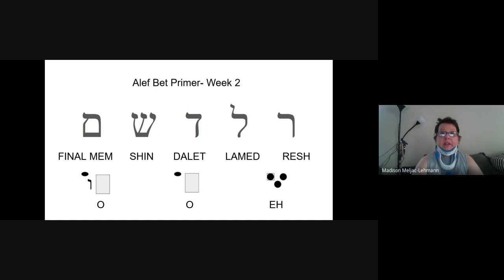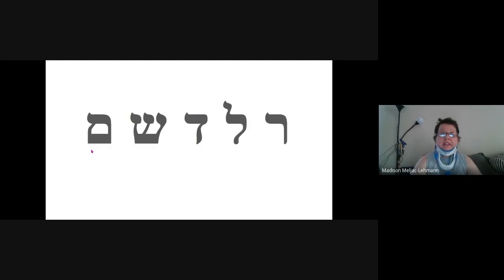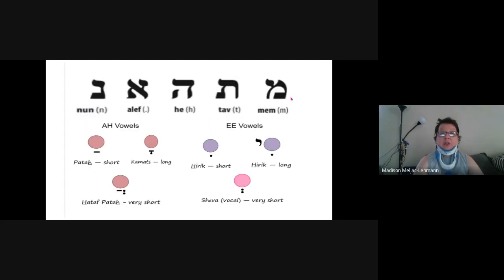Okay. Now let's go down. I know this is fuzzy, so thank you for bearing with me. Here are our letters from last week. And one thing you'll notice is that the first letter we learned last week, maybe some of you remember it, is mem. The difference between this mem and the mem that we were just using is that this one is closed. That's a final mem. Whereas the mem that we learned last week had an opening.